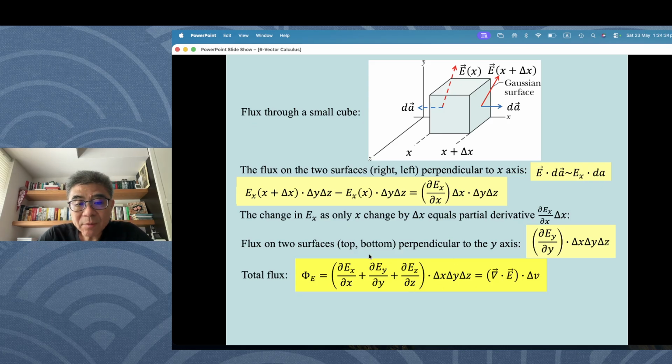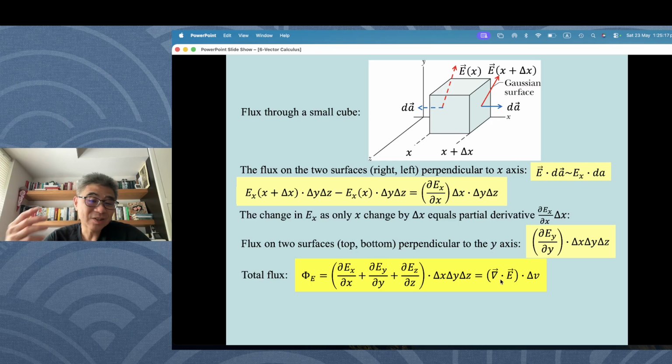Therefore, when we put everything together, the sum of the flux on the six square surfaces could be written as partial Ex over partial x, plus partial Ey over partial y from the top and bottom, plus partial Ez over partial z from the front and back, times delta x, delta y, delta z. The point is, it's the same factor. Delta x, delta y, delta z is just the volume of the cube. And the formula inside the parentheses is just the divergence of the electric field.